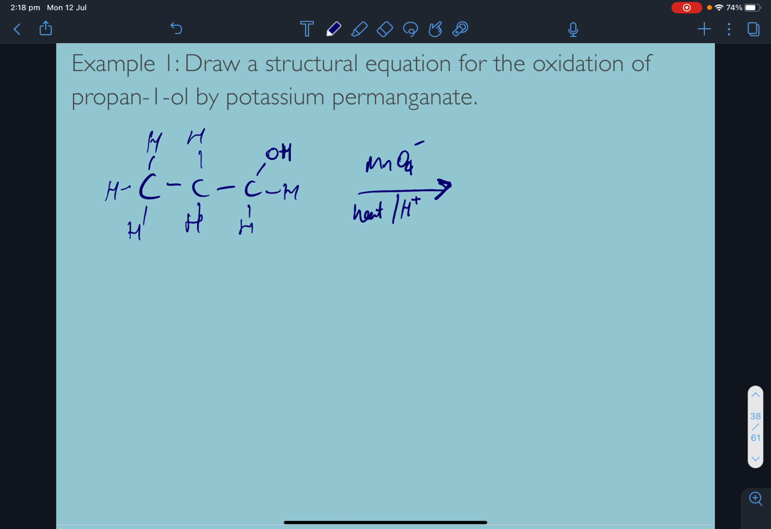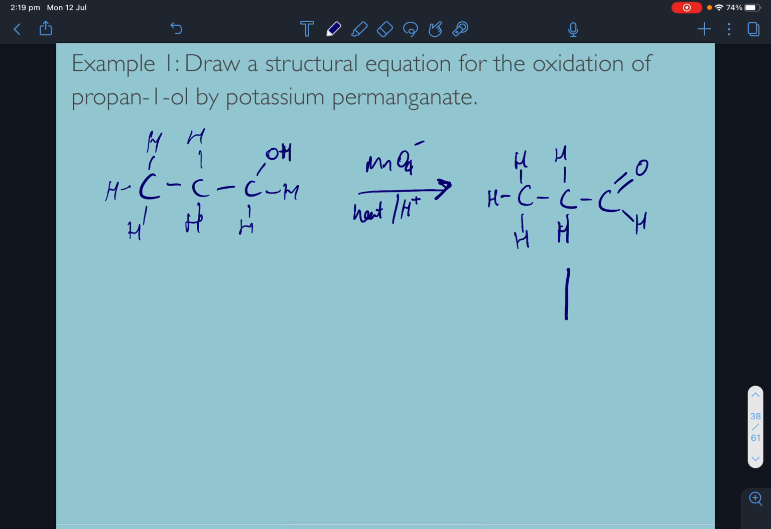The backbone's not going to change. We've got a primary alcohol, so I'm going to do it stepwise. First up, what's going to happen is it's going to form a ketone. What am I talking about? It's going to form an aldehyde. Oh, what a duffer, making mistakes when I'm recording. So it's going to form this aldehyde here, or propanal.